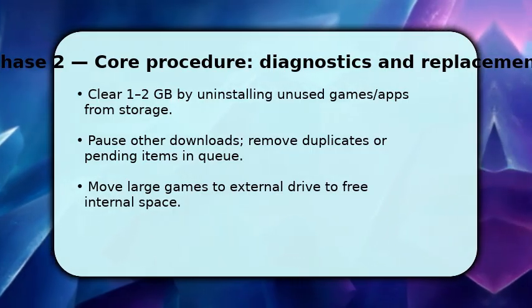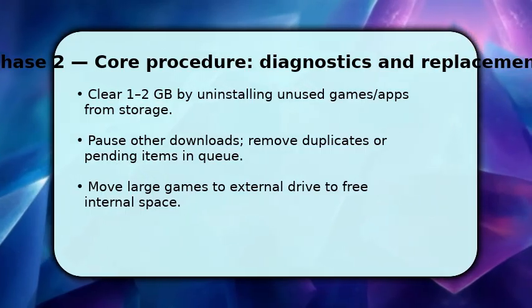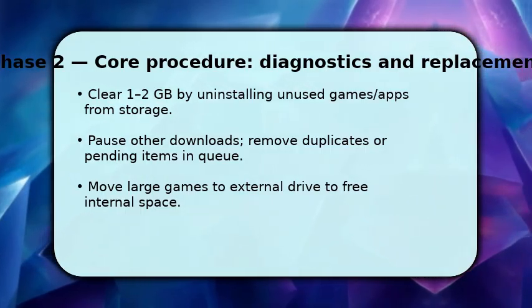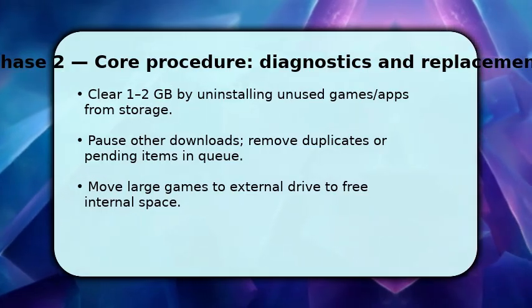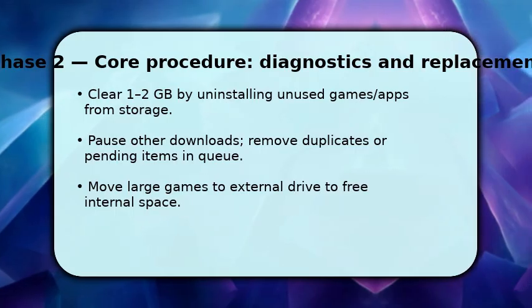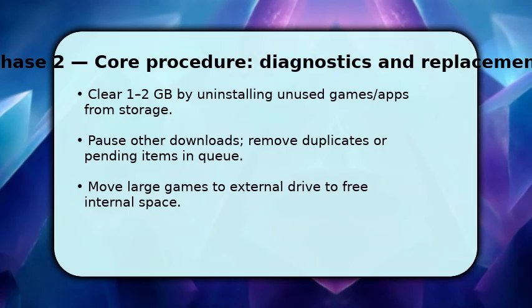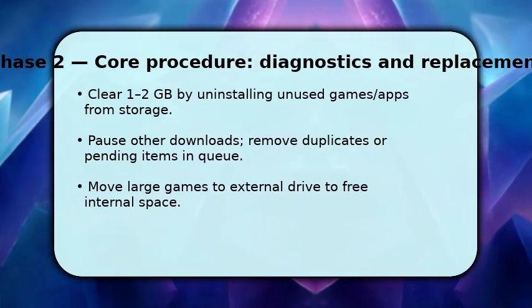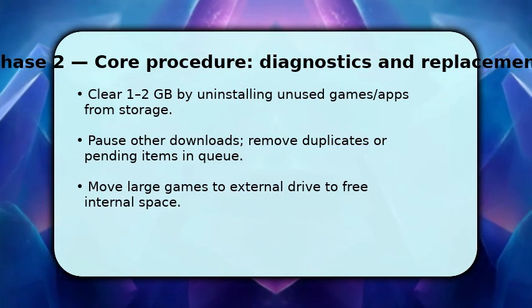This reduces write contention. Next, open the download queue and pause or cancel parallel downloads. Installers choke when multiple packages compete for I/O. If internal space is tight, move a large title to an external drive. This gives the installer contiguous space and improves success rates. These steps change how the console schedules writes and fixes many mid-install failures.